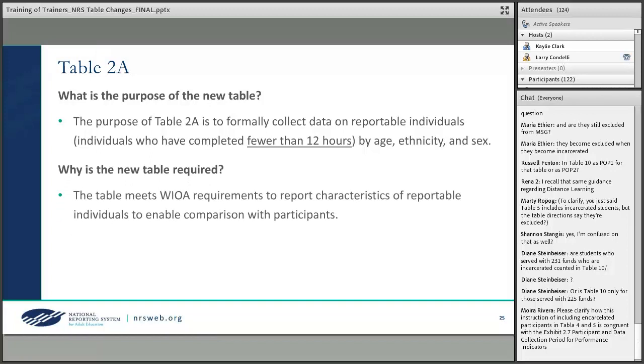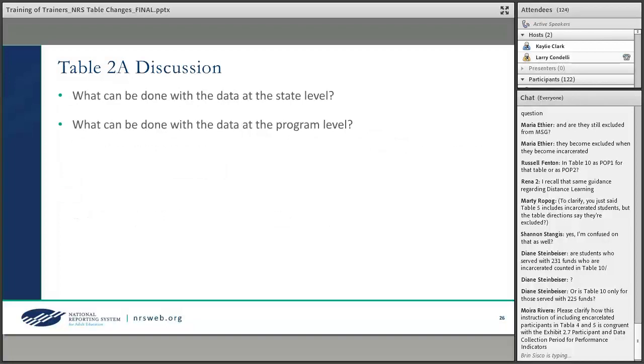The reason we have this table is because it is a WIOA requirement to report on the characteristics of these individuals. So what we'd like to ask you now, yeah, go on. Is that just reportable individuals with less than 12 hours, or is that reportable individuals and participants as well? No, Table 2A is only reportable individuals. Okay, thanks. Table 2 would be participants, as it is now.